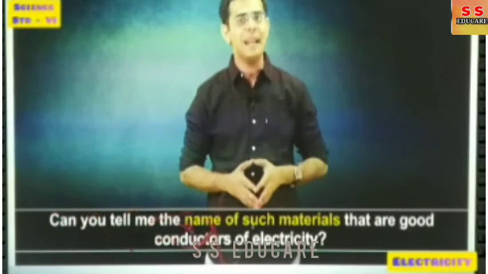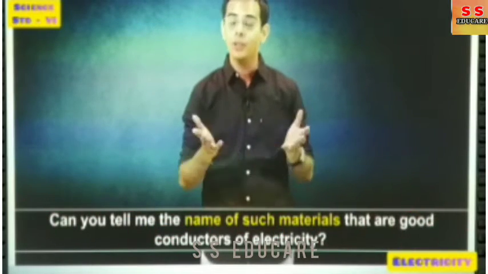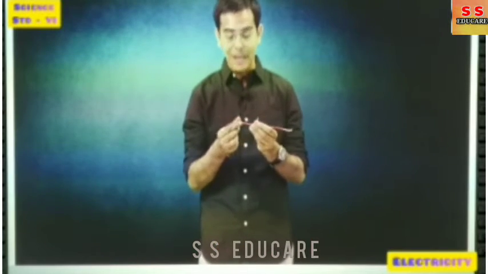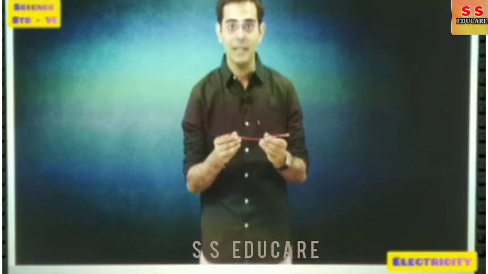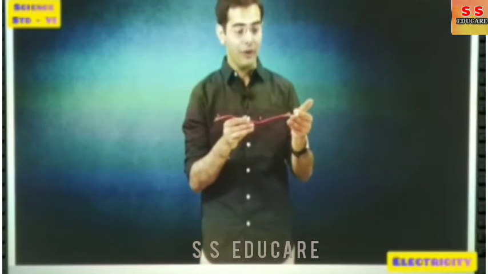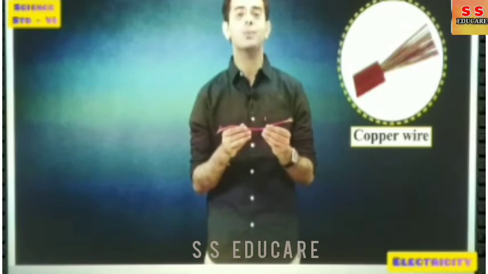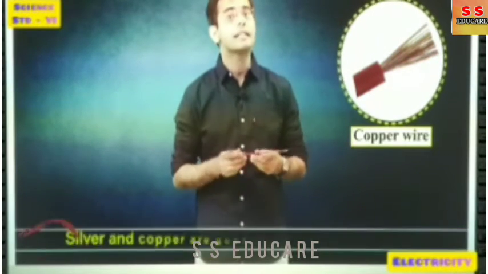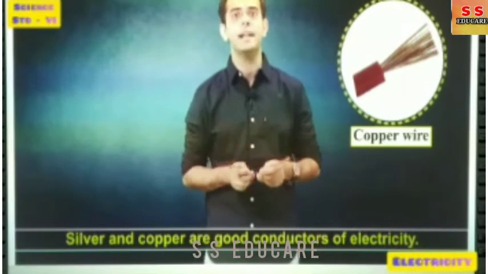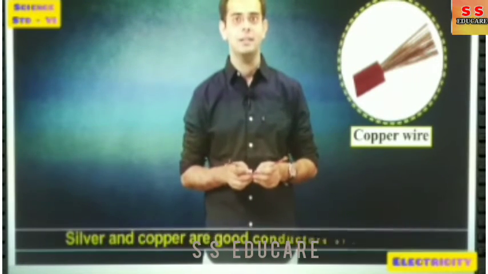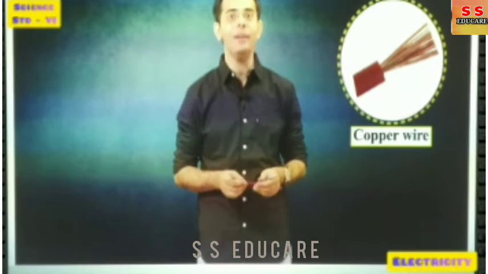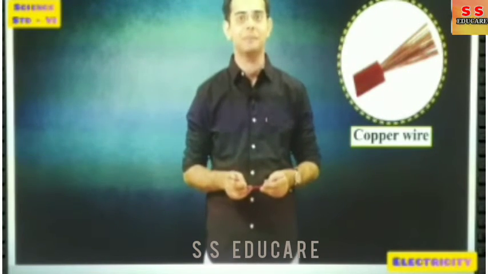Now, can you tell me the name of such materials that are good conductors of electricity? Okay, so if you take a wire and if you remove its plastic covering, then you can see that it is made up of a reddish brown colored substance which is called copper. And among metals, silver and copper are good conductors of electricity. But as copper is cheaper than silver, that's why it is commonly used in making the wires.